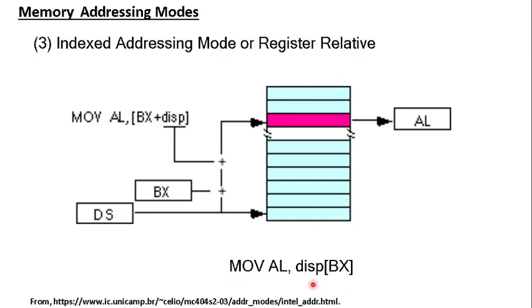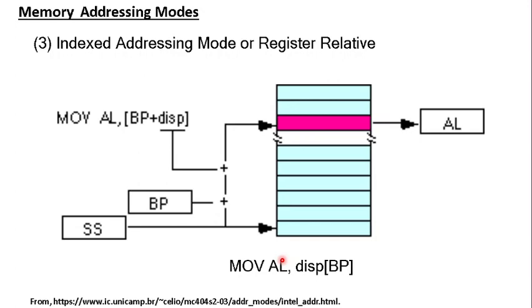We are trying to move something to the AL register, and the offset is given by a displacement and BX combination. As BX is the base register for the data segment, we are going to find the offset within the data segment. How do we find that? We take the content of BX, then take the displacement value, and add both of them together, so it will give us an offset within the data segment. It will be pointing to our operand, and that operand is moved to AL.